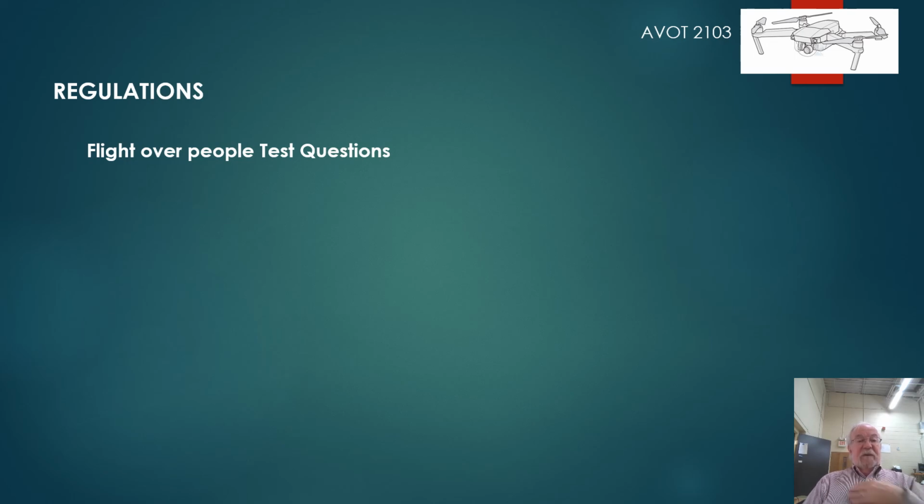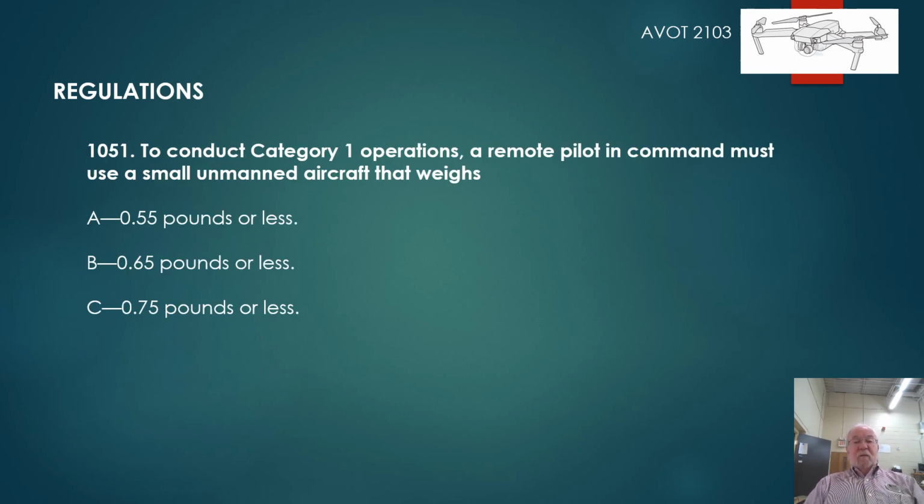Okay, here let's move on to flight over people test questions. To conduct Category 1 operation, a remote pilot in command must use a small unmanned aircraft that weighs 0.55 pounds or less. That's one of the stipulations, but that's the correct one in this case. 0.55 pounds or less on takeoff and throughout the duration of each operation under Category 1, including everything that's on board or otherwise attached to the aircraft, which is why if you put prop guards on a 0.55 pound drone, you're above the weight limit, you're disqualified, but the answer to the question, though, is 0.55 pounds or less.